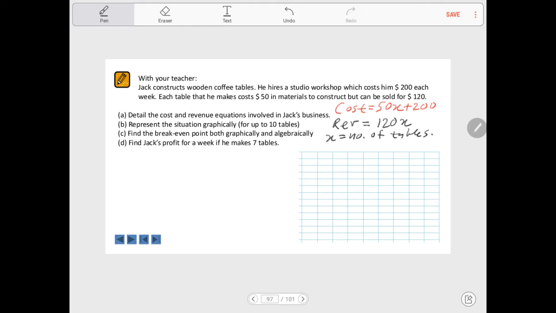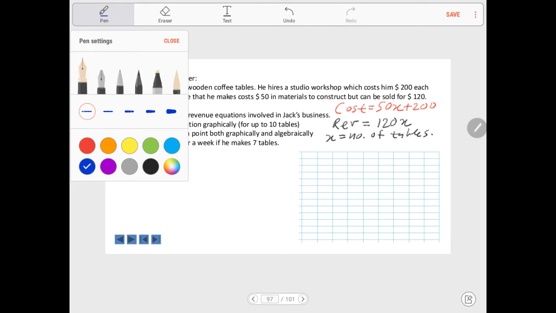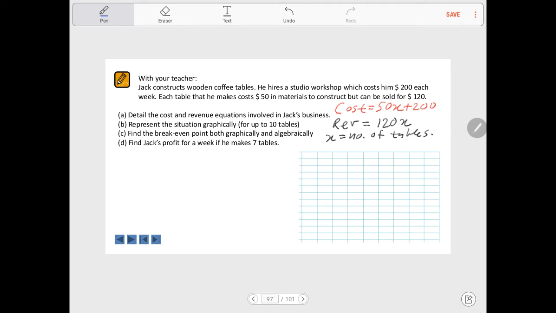Righto, so we're going to represent this graphically in part B. So I'll do part B down over here. Here was part A over there, but part B. So a good way to do this is to write it in a table. Okay. So we're going to have our cost and revenue and number of tables across the top. So a table like this will work well.